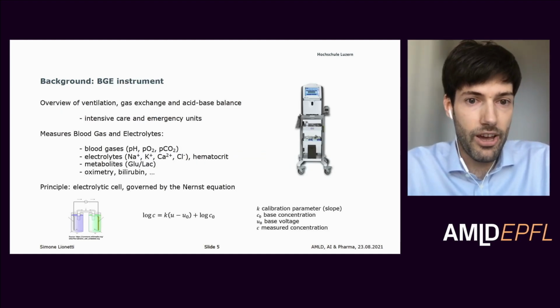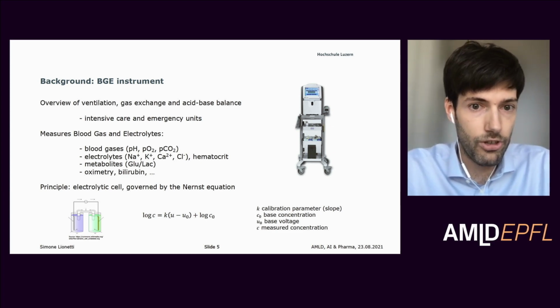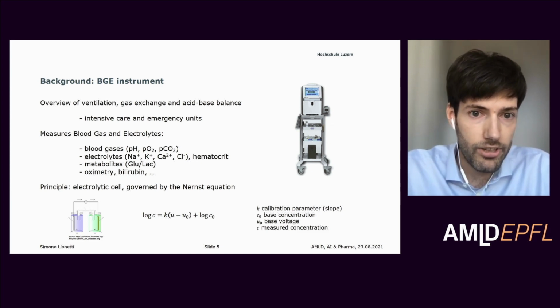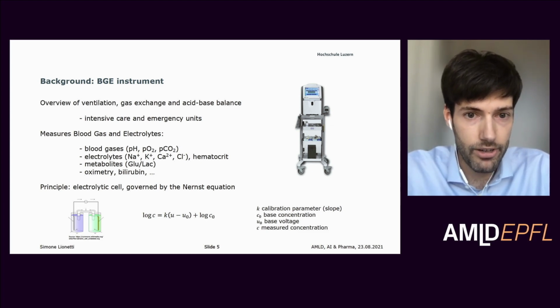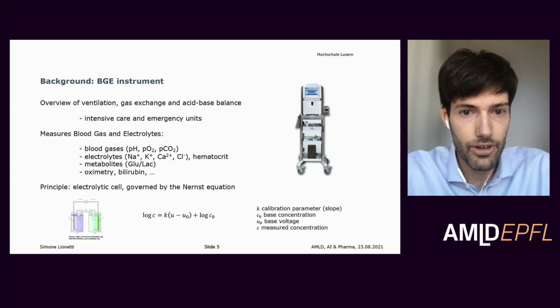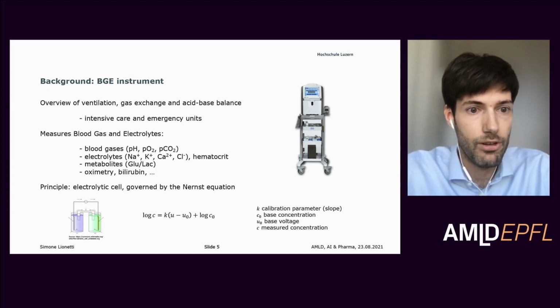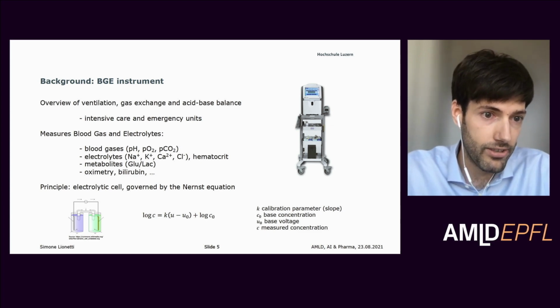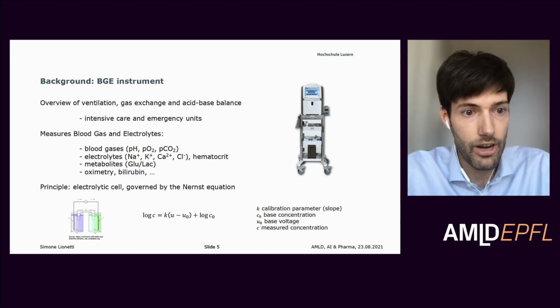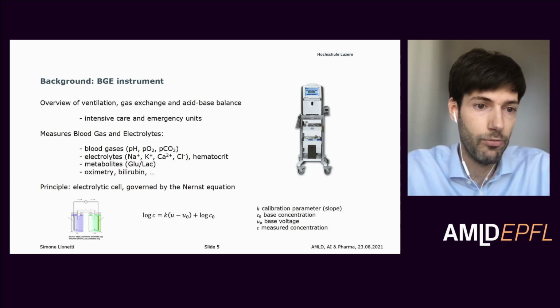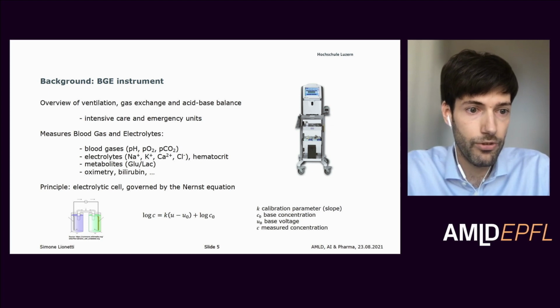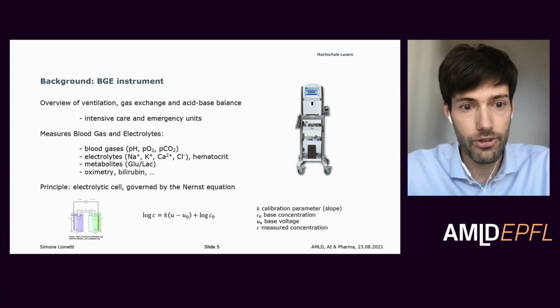Since we had to do this combination between machine learning and physics, we went back one step and tried to get some relevant background. The instrument the data comes from is the one that you can see here in the figure, and it's used mostly in intensive care and emergency units. It measures blood gases such as oxygen and carbon dioxide, acidity of blood, so pH, a bunch of electrolyte concentrations, metabolites, and so on and so forth.